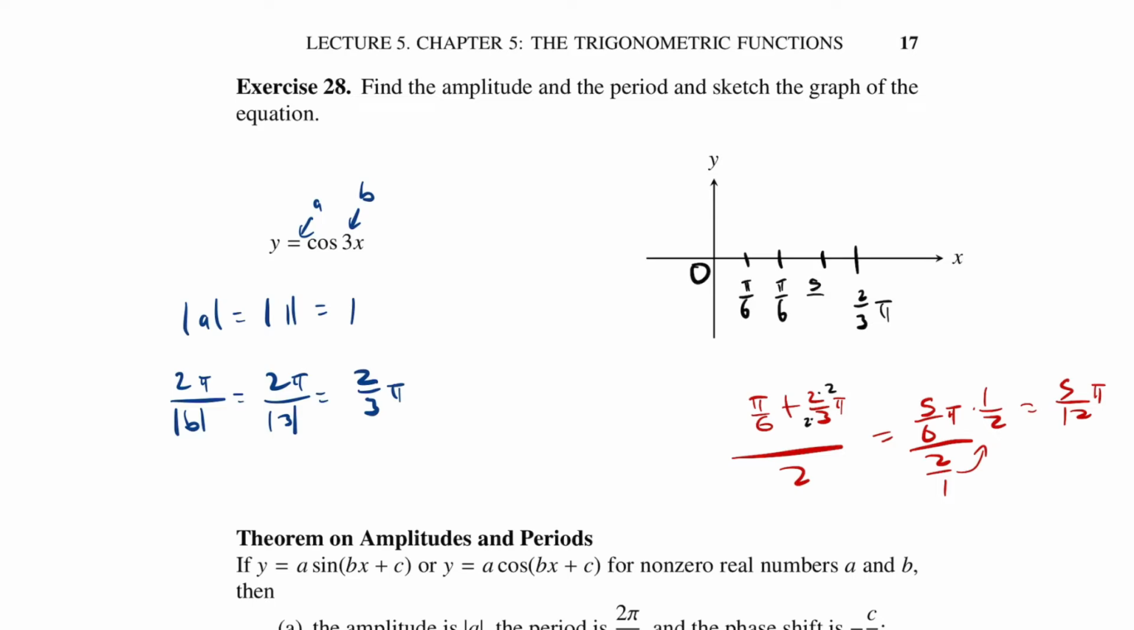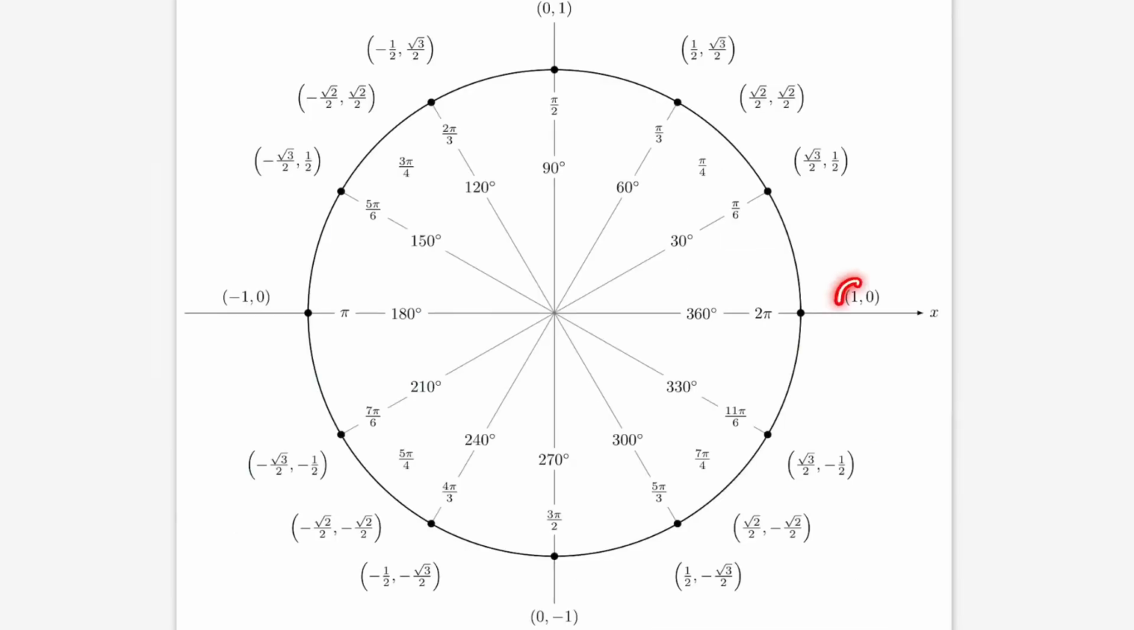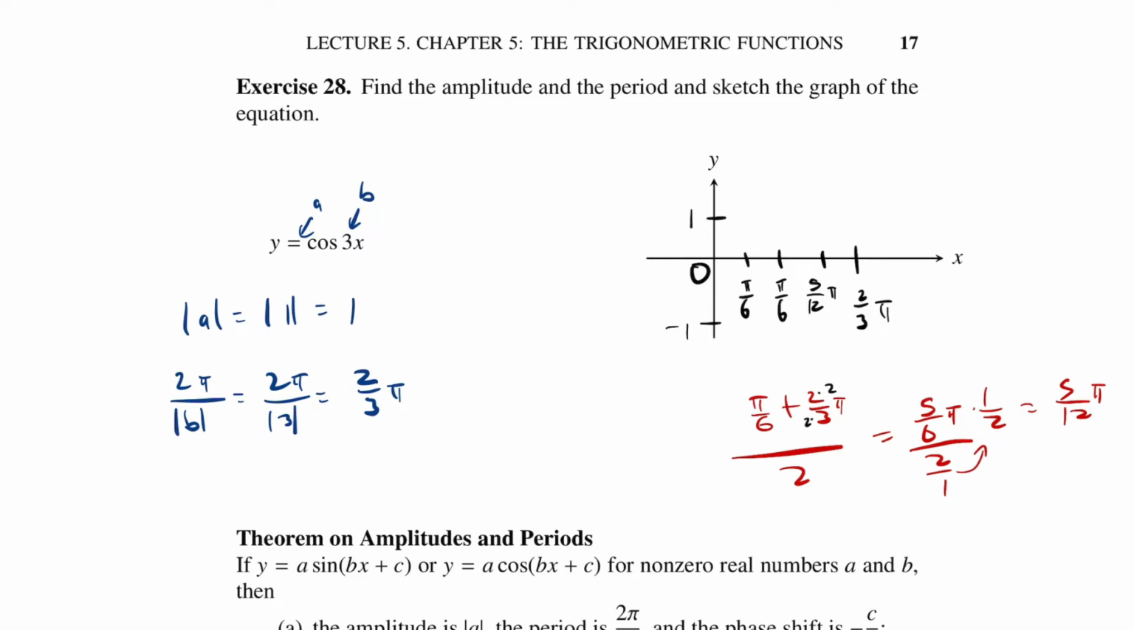All right, cosine is a little different. The amplitude is 1, so we're only going to go up to 1 and down to -1. So cosine starts at 1 this time. So at 0 degrees, you're starting at 1, then you're going to 0, then you're going to -1, then back to 0, and then back to +1. So that's what that would look like.